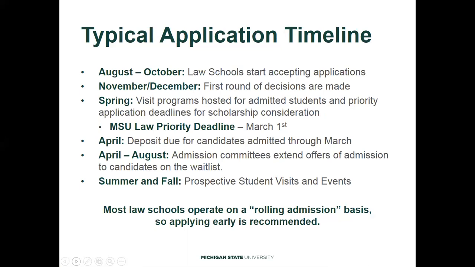Here at MSU Law, March 1st is the priority deadline. So as long as you apply before March 1st, you're going to be fully considered for everything. In April, many schools require deposits from students, so you have to make a decision by then on where you want to go, for candidates that have been admitted through the March cycle, typically. And then from there, that's when waitlist slots open up and waitlist decisions can be made to candidates that are on the waitlist from that April to August period.